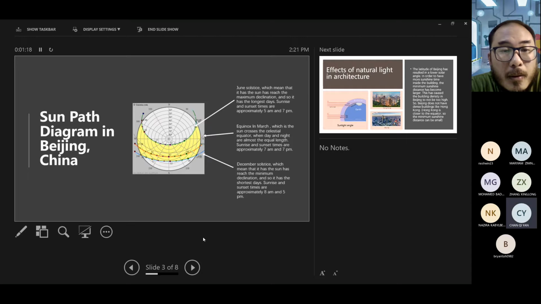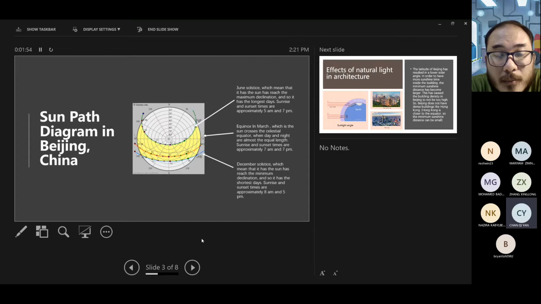This is the sun path diagram in Beijing, China. From this diagram, we can see that the upper line is the June solstice, which means that the sun reaches the maximum declination, and so it has the longest day. Sunrise and sunset times are about 5 a.m. to 7 p.m. Then the middle line is the equinox. Equinox is when the sun crosses the celestial equator, when day and night are almost equal in length.